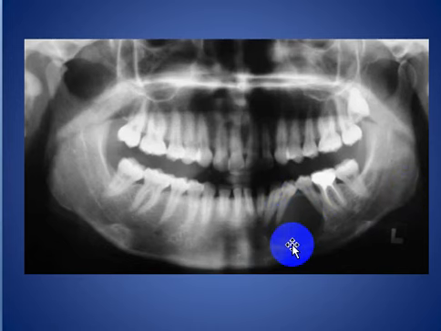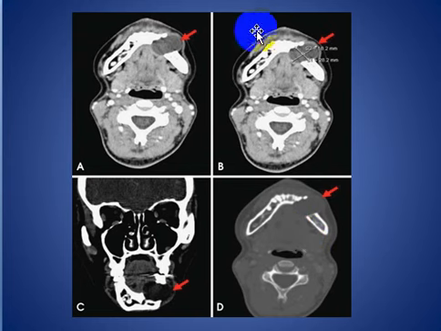Here another patient with a unilocular lucent area on the left side of the mandible. This is due to keratocystic odontogenic tumor, and the CT scan is here. The CT scan of the same patient shows bony destruction and soft tissue swelling, as we see here.